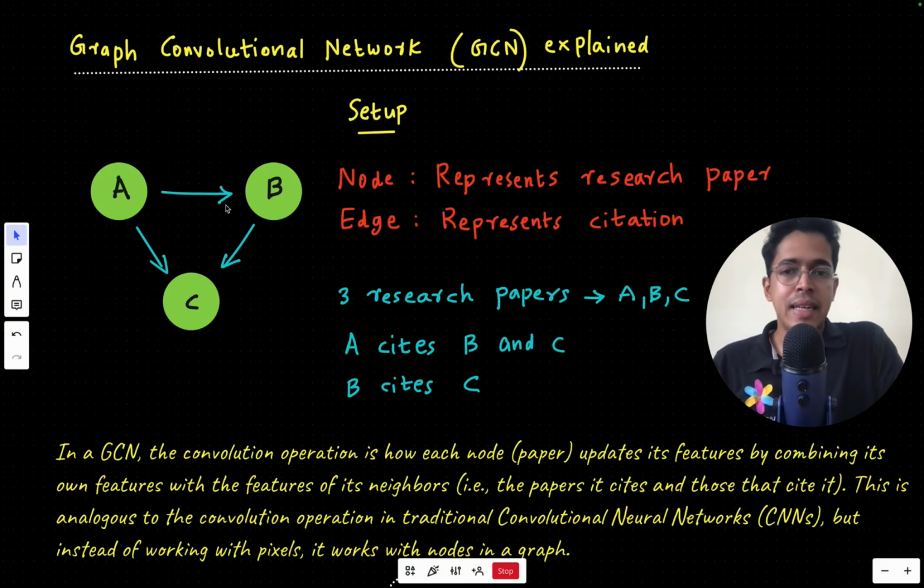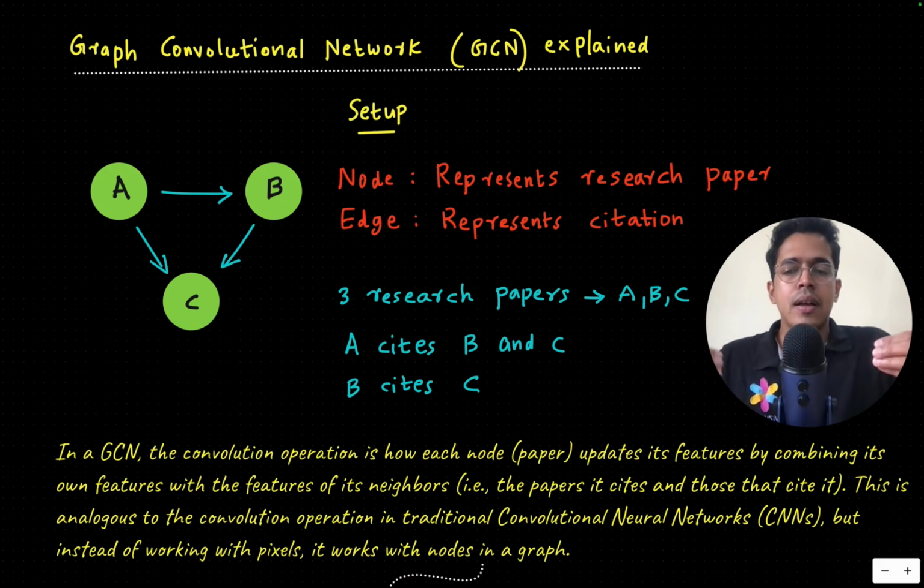Now, what are these edges? These edges represent citations. So paper A is citing paper B, B is citing paper C, and paper A is citing paper C as well. So A is citing B and C, B is citing C, C is not citing A or B. That's what these arrows indicate, which paper is citing which.